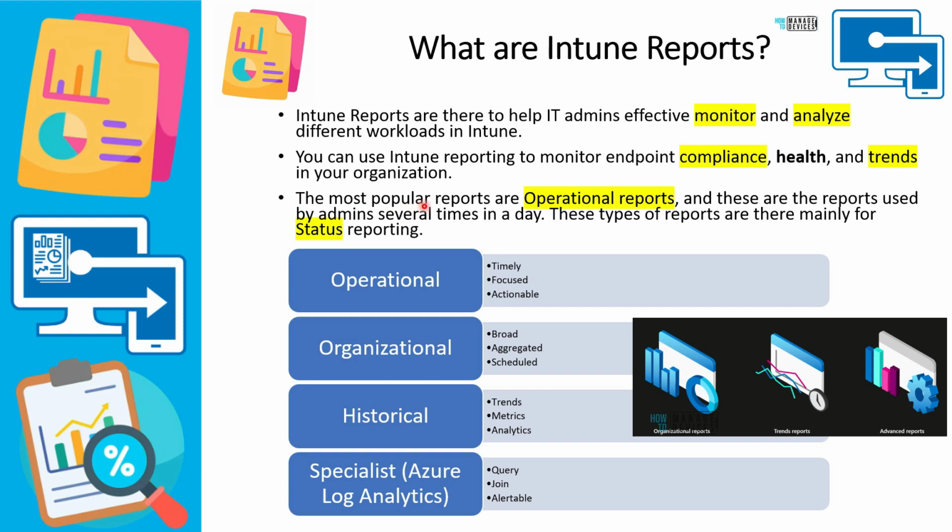One of the most popular reports in Intune are operational reports. Operational reports are basically timely reports, focused reports, and actionable reports. And there are different types of reports. Organizational reports are like broader reports, aggregated and scheduled kind of reports. And then there are historical reports. Historical reports are going to give you trends, metrics, and analytics. And then advanced kind of reporting options are also there.